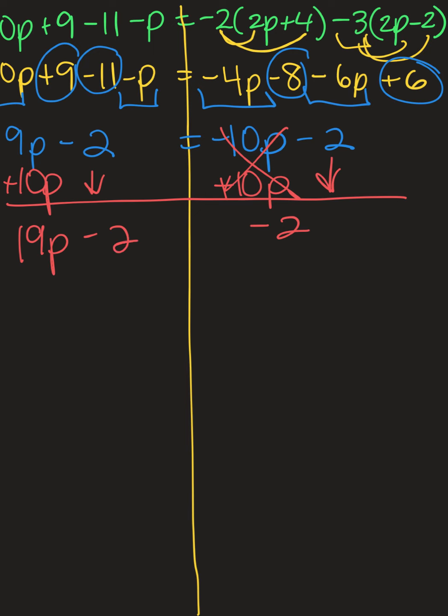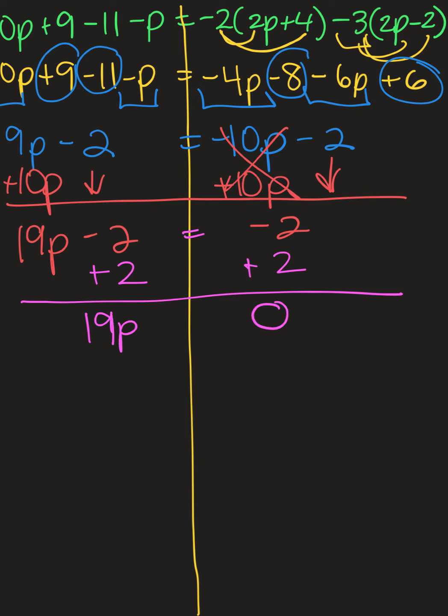Next, I'm going to solve my two-step equation. I'm going to add 2 to both sides. End up with 19p on the left and 0 over on the right. Now from here, this part for some reason trips a lot of people up. 0 is a valid number. Okay, it's not positive or negative, but it is a number and it is valid.